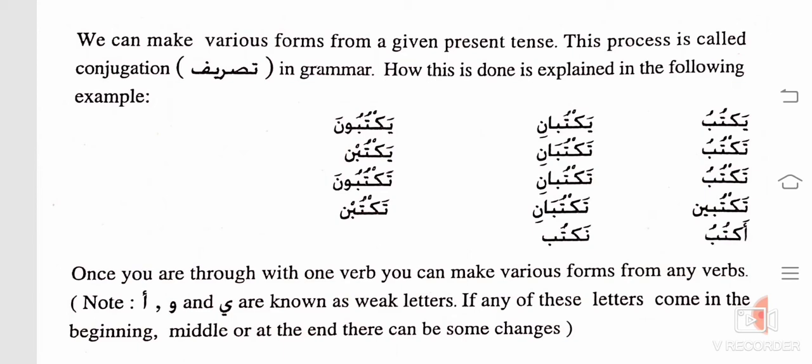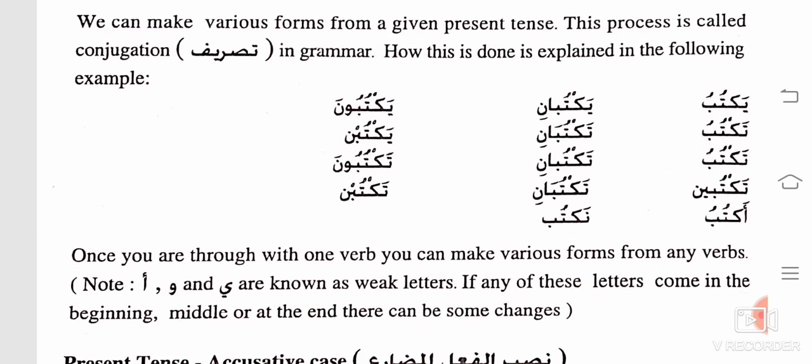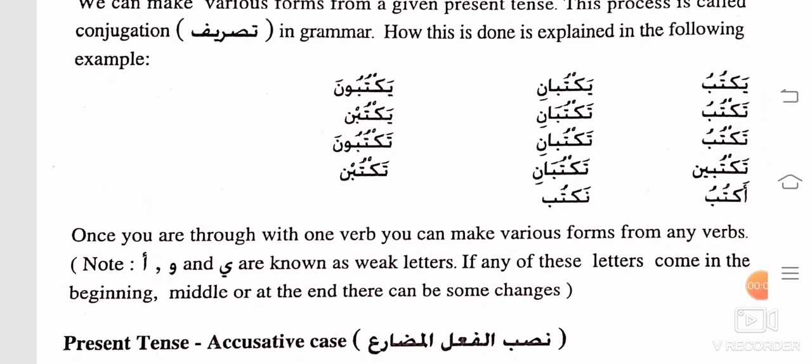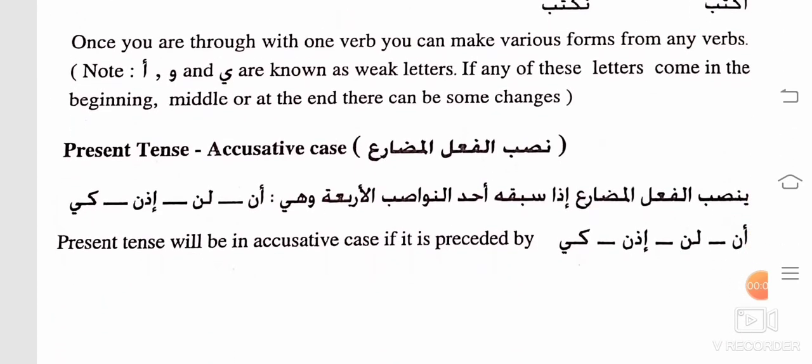So, yaktubu, yaktubani, yaktubuna, taktubu, taktubani, yaktubina. Taktubu, taktubani, taktubuna, taktubina, taktubani, taktubina, aktubu, naktubu. So these are the forms of, it has various meanings. Once you are through with one verb, you can make various forms from any verbs.